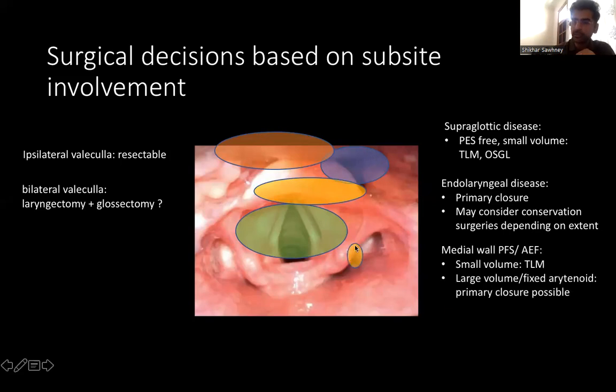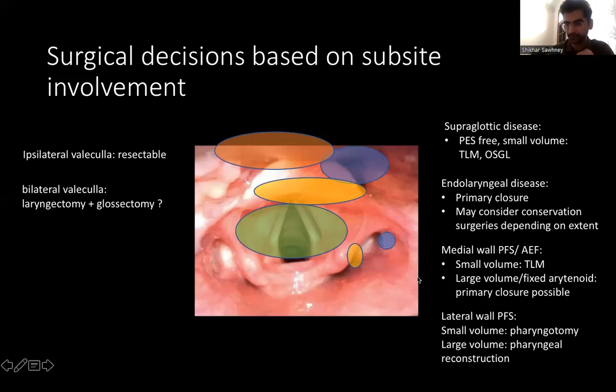If the tumor is located in the medial wall of the pyriform sinus and is a small volume disease, a small proliferative disease, it may be amenable for transoral laryngeal microsurgery. If, however, it is a large volume disease involving the medial wall of the pyriform sinus, primary closure of the remnant laryngeal mucosa may still be possible.